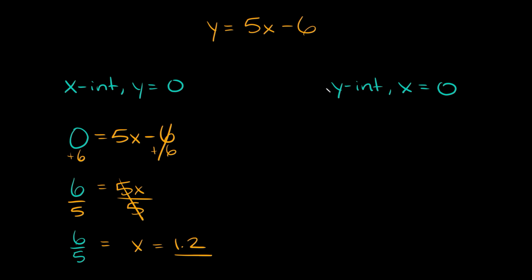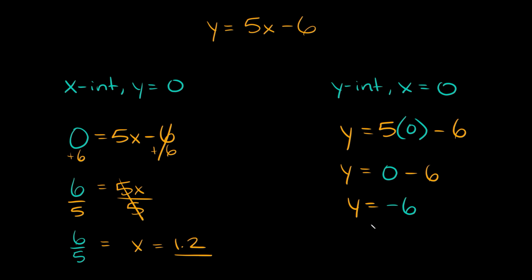Now, let's find the y-intercept. Let's figure out where this equation hits the y-axis. In order to do that, we want to set x equal to 0 this time. We're just plugging in a 0 for x. So here we're going to get that y is equal to 5 times x, and again, we're going to plug in a 0 right there, and we have minus 6. So we get that y is equal to 0 minus 6, so y is equal to -6. That means that this equation hits the y-axis at -6.